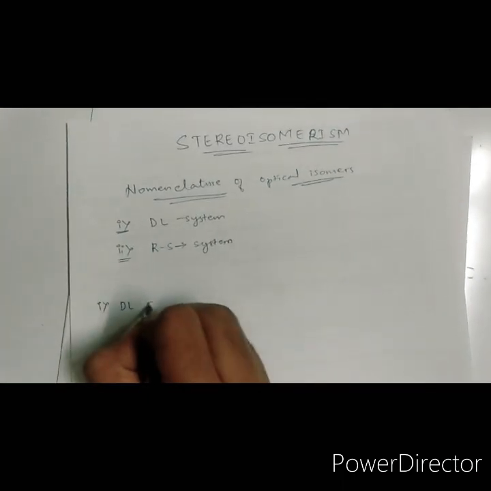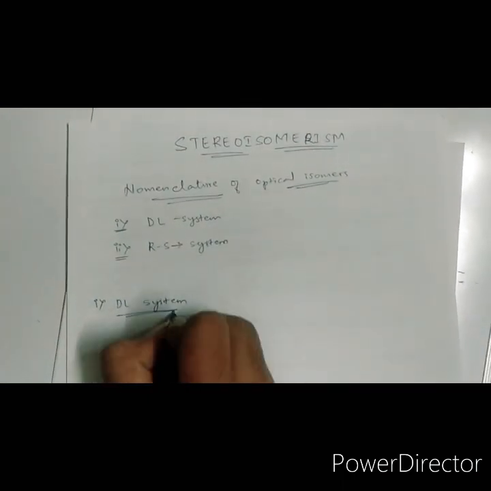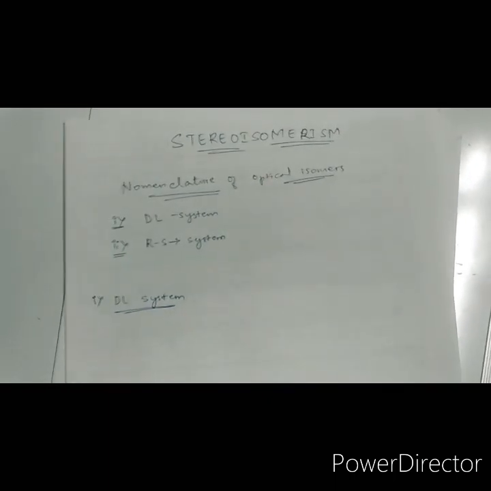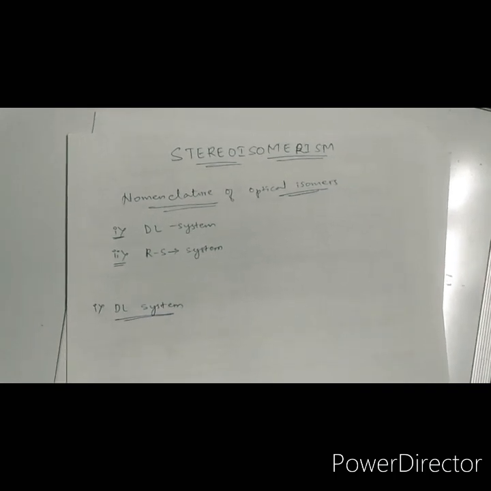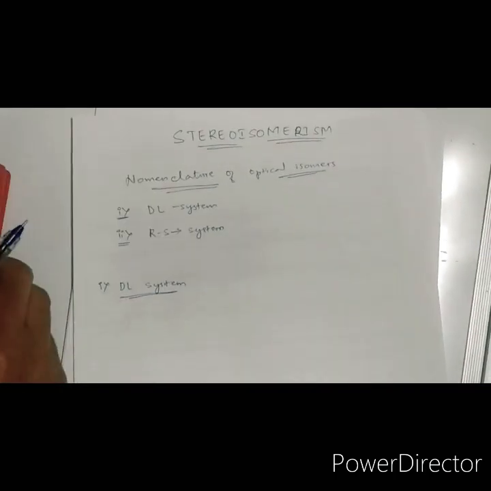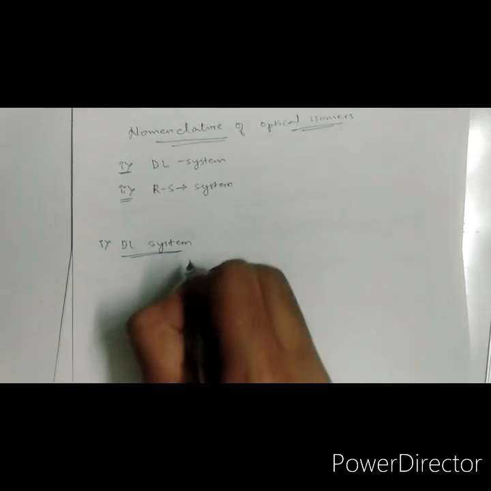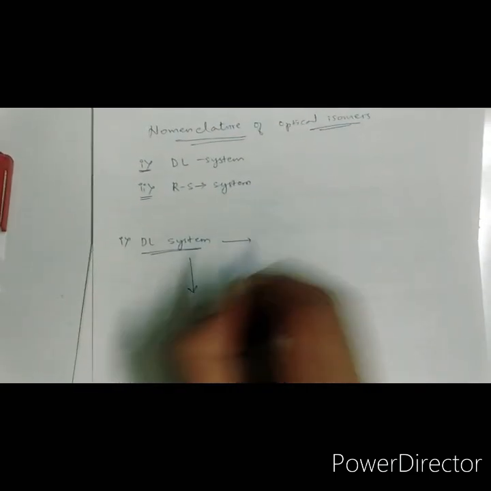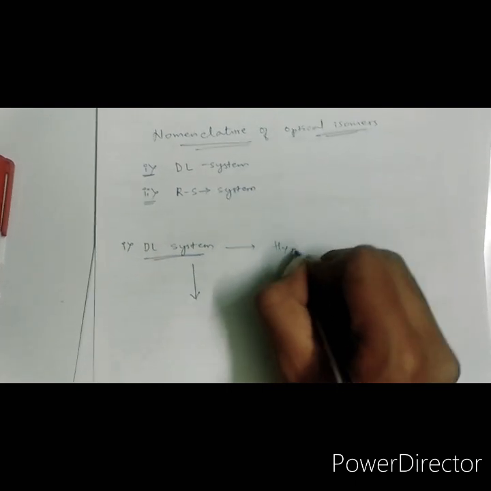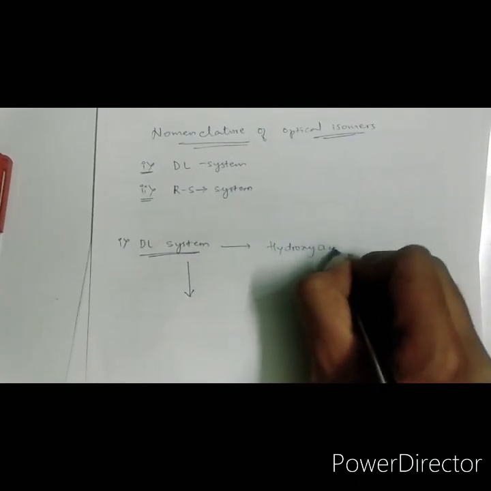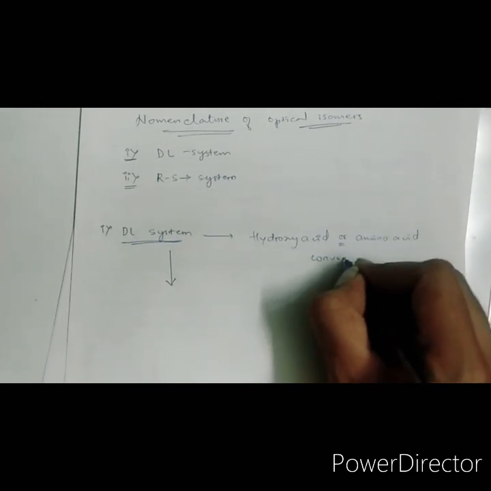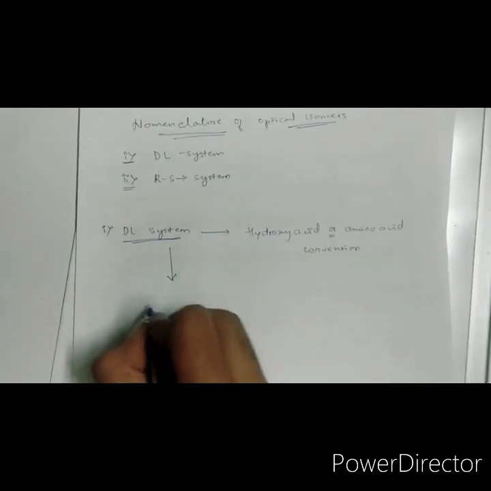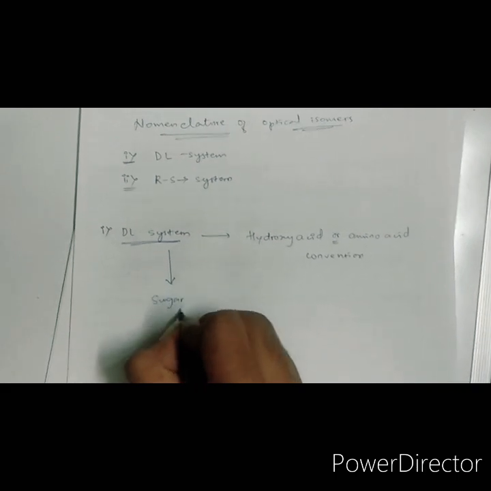So the DL system is one of the oldest and most common methods used for assigning configuration to a given molecule. This DL system is again defined in two ways. One way is the hydroxy acid or amino acid convention, and another is the sugar convention.